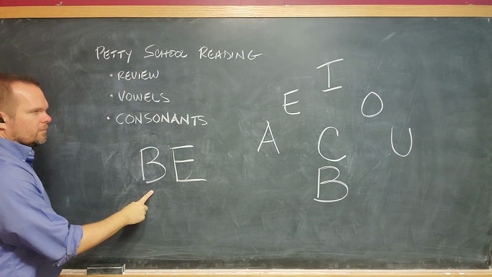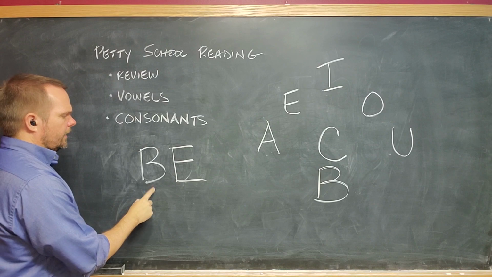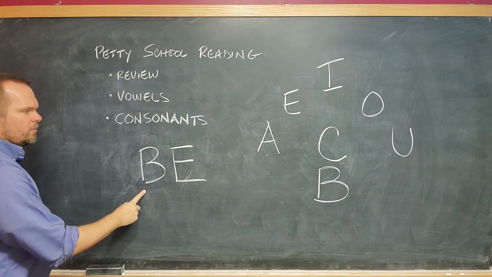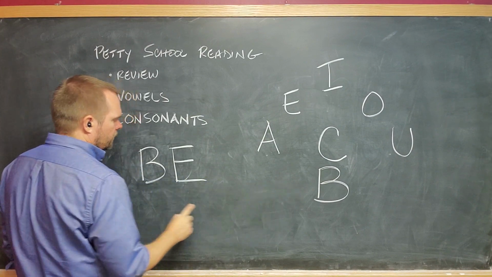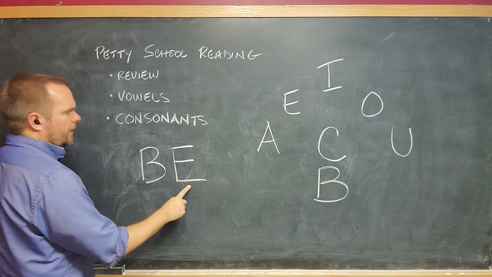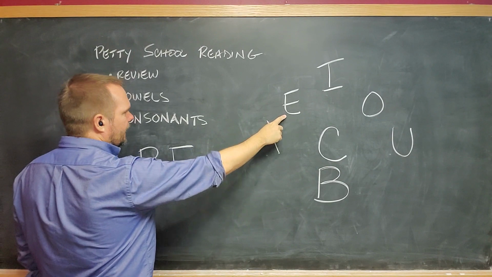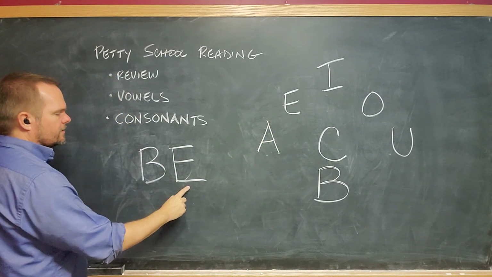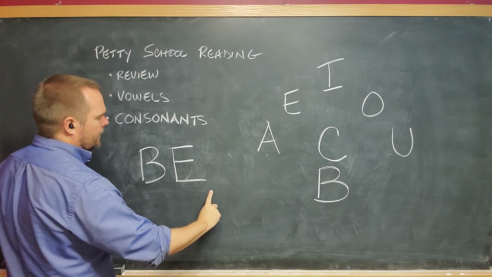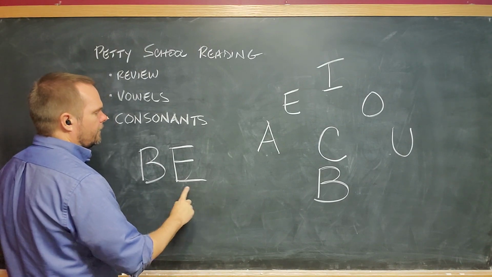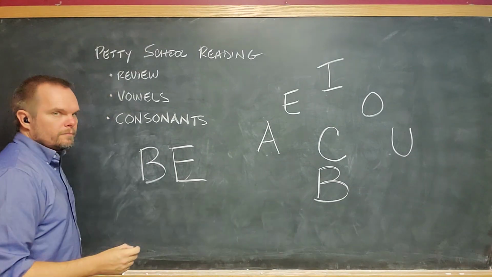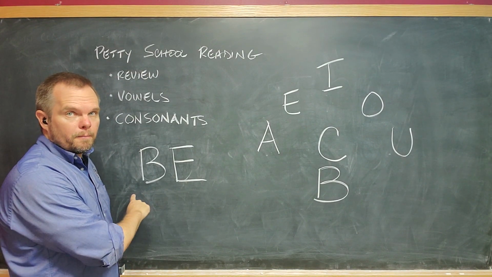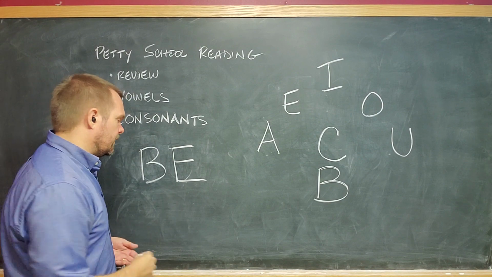How do you read this syllable? It starts with the consonant b and ends with the vowel e. When we put these two sounds together, we make the syllable be, be, be. Did you get that one right? Did you read this as be? Let's practice some more.